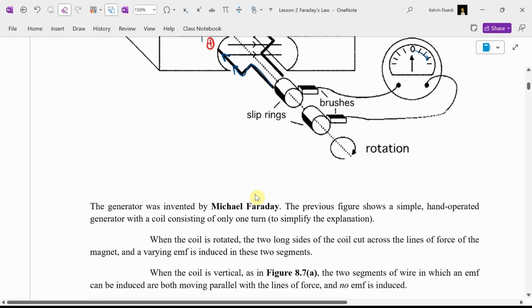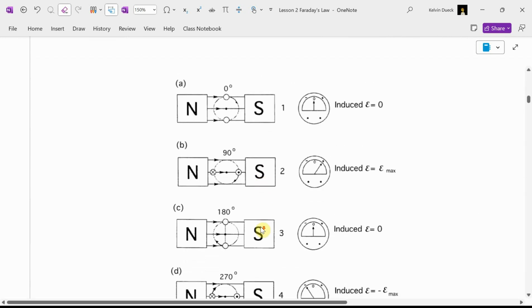So the generator was invented by Michael Faraday, also called the dynamo. The previous figure shows a simple hand-operated generator with only one turn of wires, to simplify the explanation. And when it turns, this coil of wires cuts across the magnetic field lines. So let's look down the coil. Here's a down-the-coil picture. Let's look at the top right here. Here's our proton sitting inside the wires.